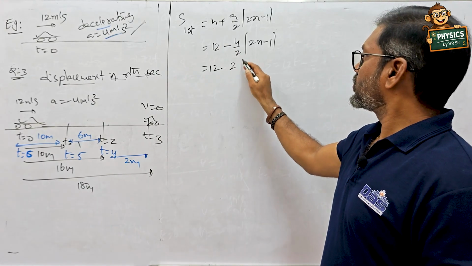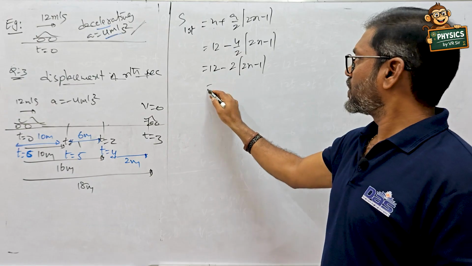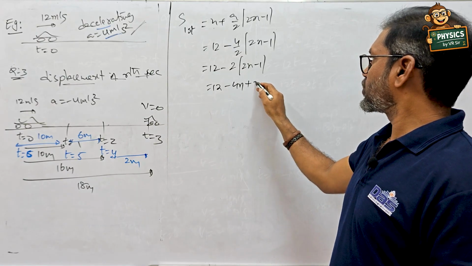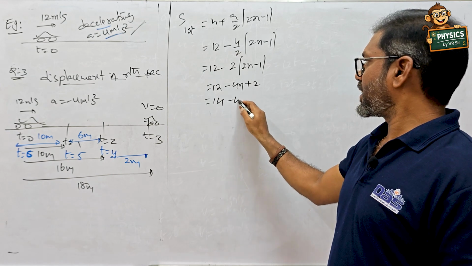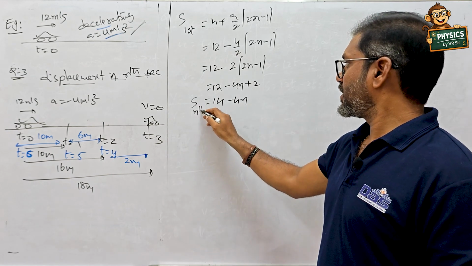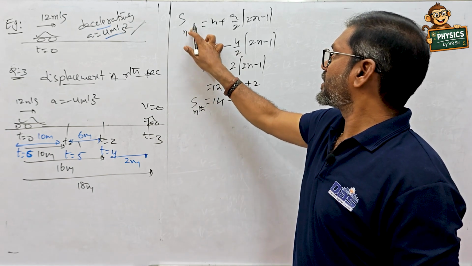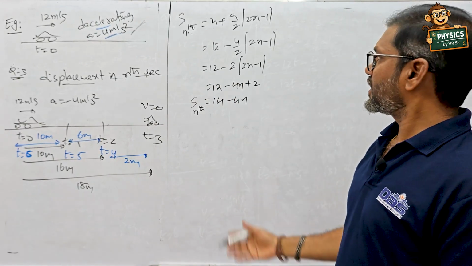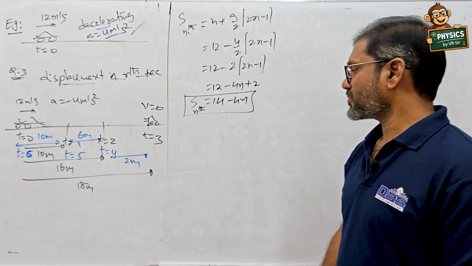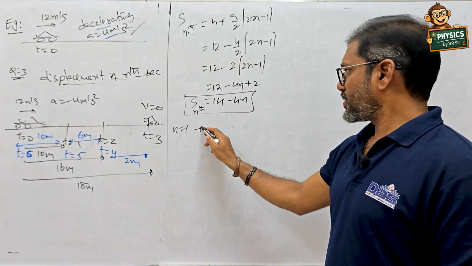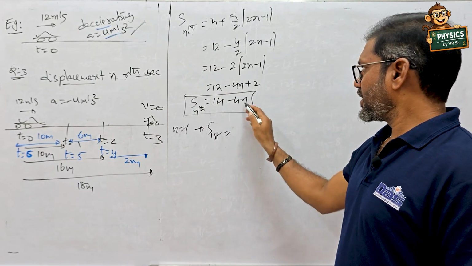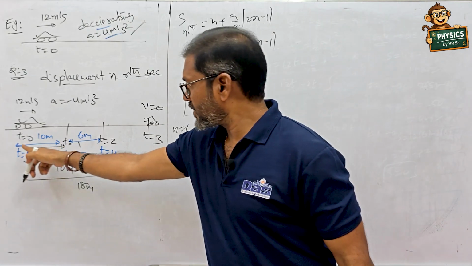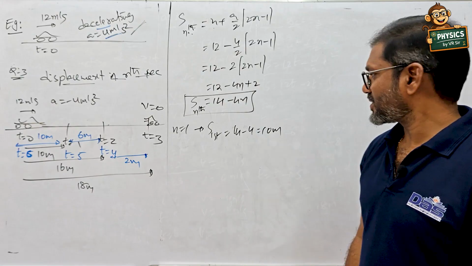So 12 minus 2 into 2n minus 1. Further, 12 minus 4n plus 2. So total 14 minus 4n is the displacement in the nth second. When we substitute n equivalent to 1, you will get the displacement in the first second. Anyway, we generalize the thing first. Now, n equivalent to 1, displacement in the first second is 14 minus 4, nothing but 10 meters. Look here, displacement in the first second, 10 meters.